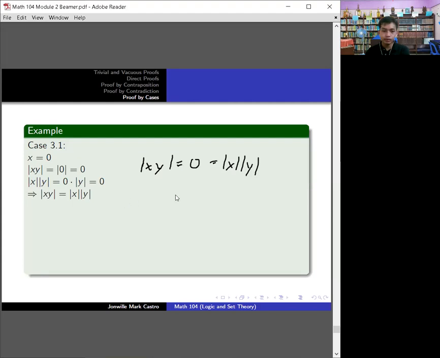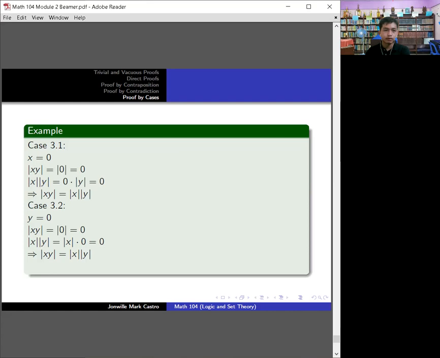Okay? And case 3.2, same procedure. This time y equals 0. The same steps. Dito naman, si y yung 0. So, the absolute value of xy is the absolute value of x times absolute value of y. Therefore, sa lahat ng cases, in any case, absolute value of xy is equal to absolute value of x times absolute value of y. Okay?